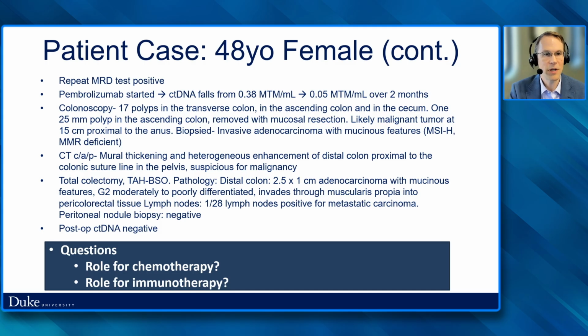So we get a colonoscopy that was already scheduled, and it showed multiple polyps throughout the colon, expected for somebody with Lynch, but they also saw a malignant tumor essentially at the anastomosis. Biopsy confirmed invasive adenocarcinoma. And CT scan also performed at that time showed radiographic signs of local recurrence at the anastomosis. So she goes on to get a total colectomy. They resect that anastomotic recurrence, and this one is node positive now, 1 out of 28 lymph nodes positive. And remember, this is after 2 months of pembrolizumab, and there's viable cancer here. But the postoperative ctDNA is now negative.